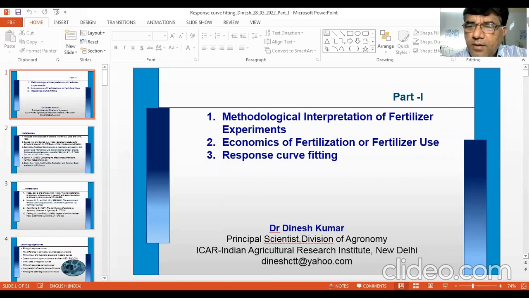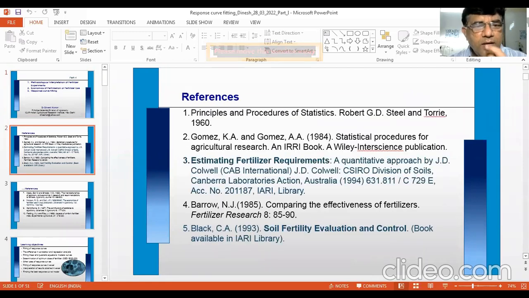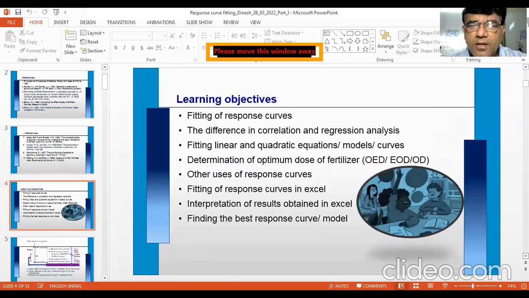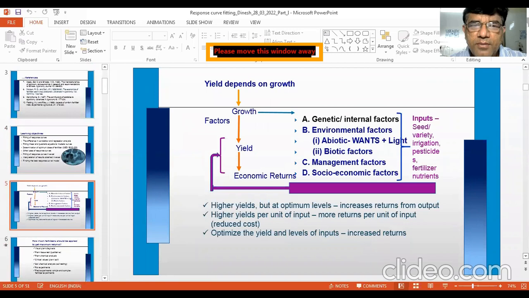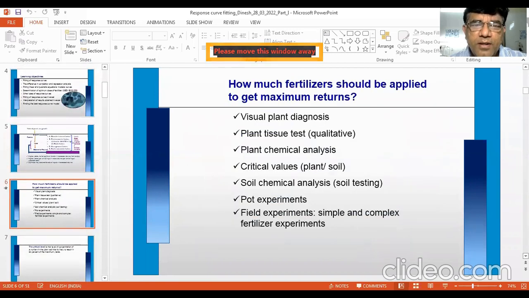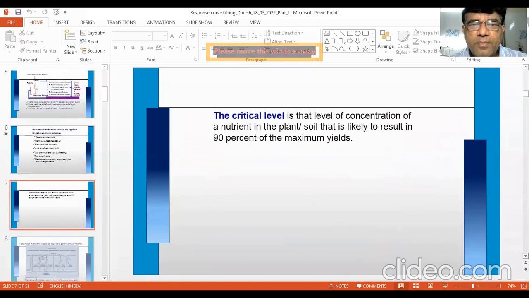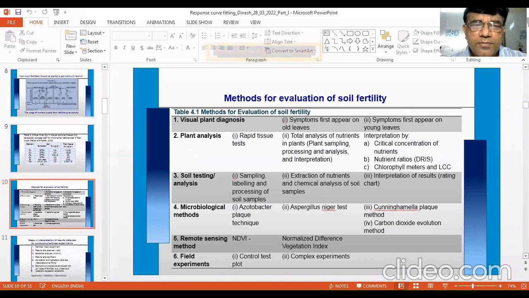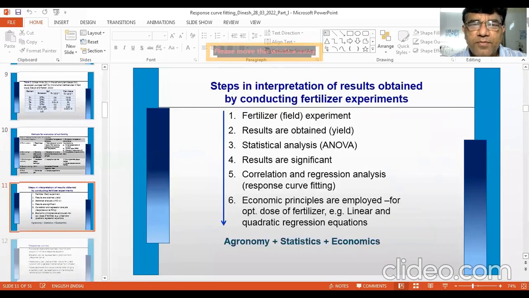So we started with the references, and yesterday I sent you one book, Soil Fertility Evaluation and Control. So you can read certain topics or certain chapters of your interest in this book. Then I also shared you book by Gomez and Gomez, and you remember what are the learning objectives. And then we have seen different methods of evaluation of soil fertility, critical level, and then this one, different methods for evaluation of soil fertility.